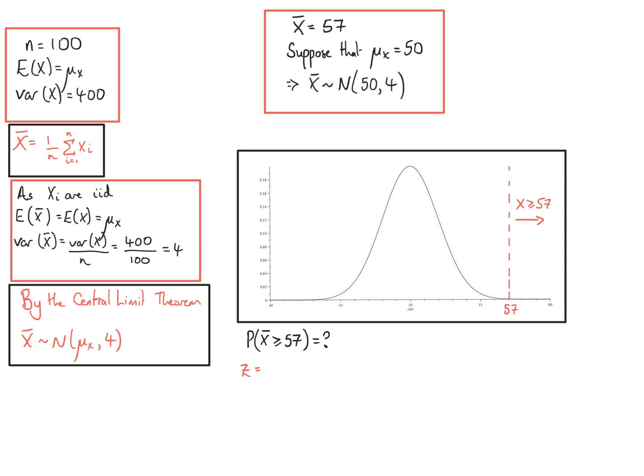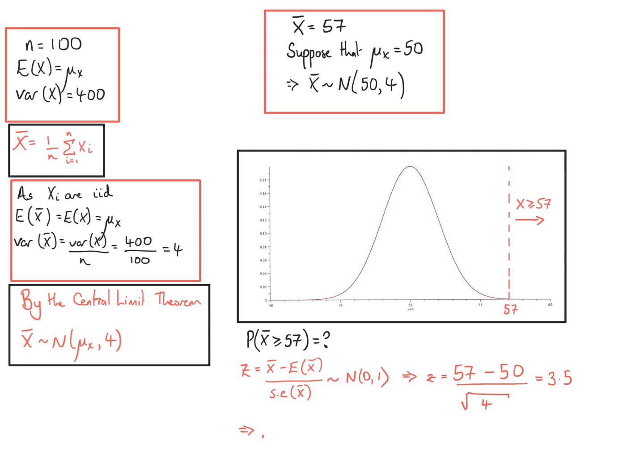So now let's standardize our sample mean by subtracting the expected value of that sample mean and dividing through by the standard error of that sample mean, which is just the same as the square root of the variance of the sample mean. And that new variable would be normally distributed with expectation 0 and variance 1. So substituting the numbers in, 57 is the sample mean, 50 is the expected value, so our new observation, the z-stat, is 57 minus 50 over the square root of 4, which is 3.5.